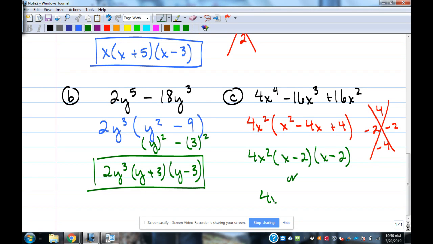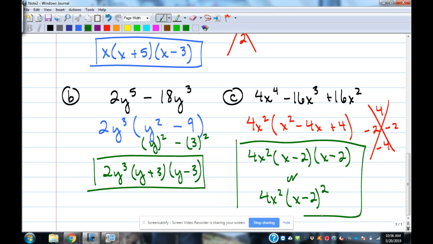Or we could write that 4x squared times the quantity x minus 2 squared. Either of those ways would be absolutely fine to write that.